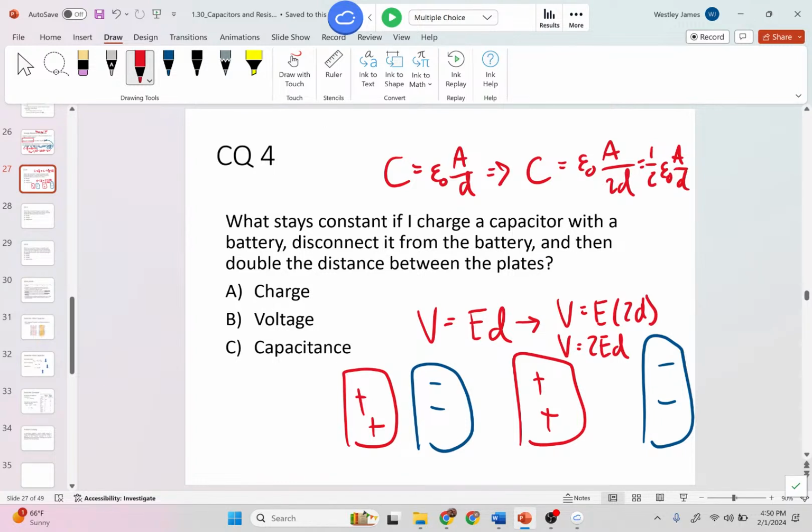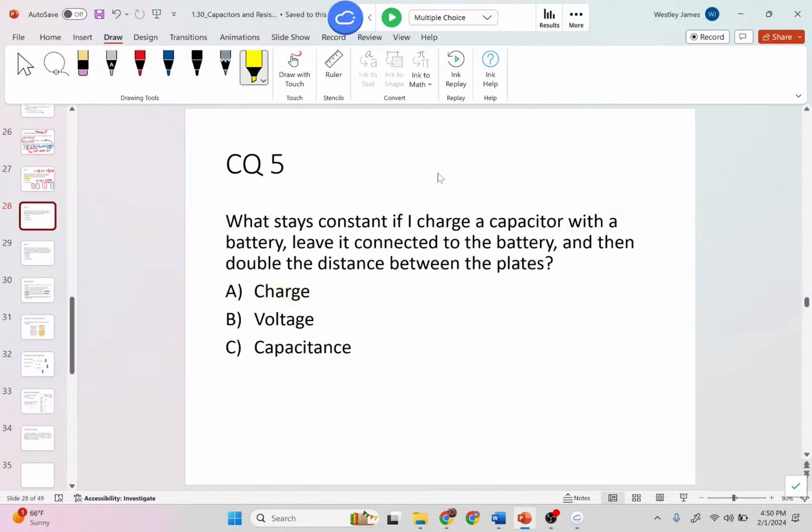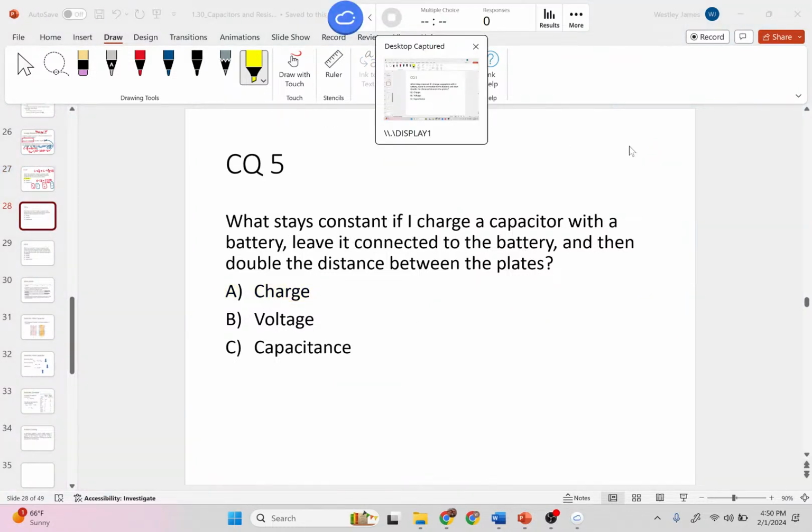If I could somehow rip this capacitor in half and ship one half all the way to China and keep the other one here, they would still have the same amount of charge. Charge cannot leave unless it has somewhere to go. If you put a bunch of charge in there, it's going to stay there until you discharge it. So the charge is going to stay the same here. Voltage will change, we showed that. Capacitance will change, we saw that. But the charge will stay the same.